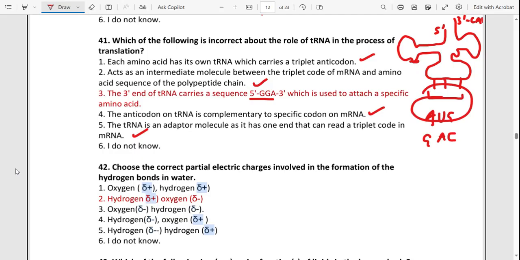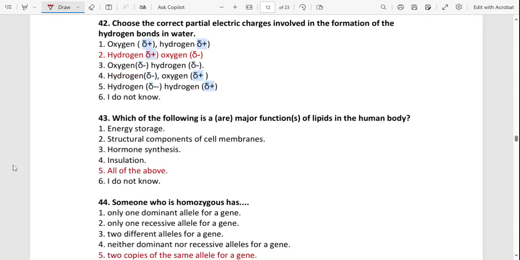42. Choose the correct partial electric charge involved in the formation of hydrogen bonds in water. So here is water. Oxygen is partially negative because it's more electronegative. Hydrogen is partially positive. So it's this one.